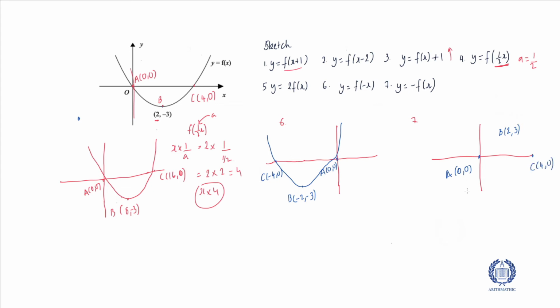So your graph essentially is going to be like that, right? Reflection in the x-axis, because your x-axis is the mirror line. Okay, so that's literally how you do the transformation.